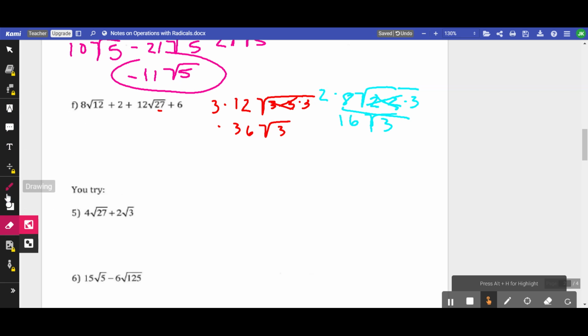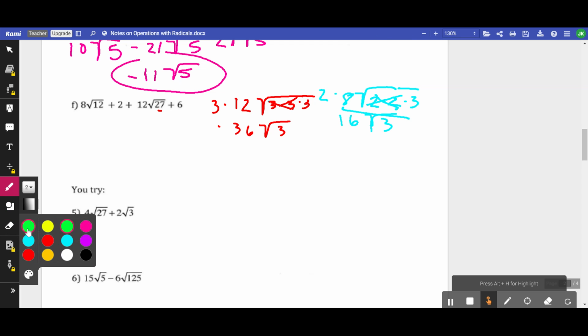And then you can just combine what you have after that. So this was 36 square root of 3. And then you'll add this other square root of 3 to it because this has a plus in front of it. So 36 square root of 3 plus 16 square root of 3 will give you 52 square root of 3 then. And then you can combine the 2 and the 6 there. So that would be plus 8 at the end of this.